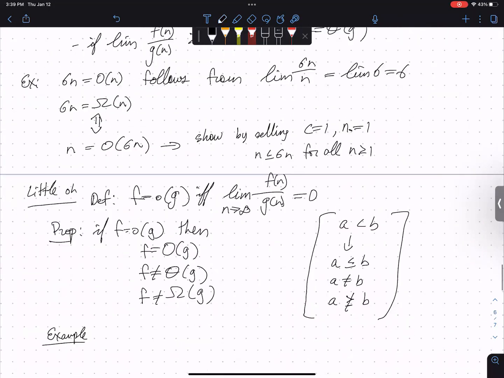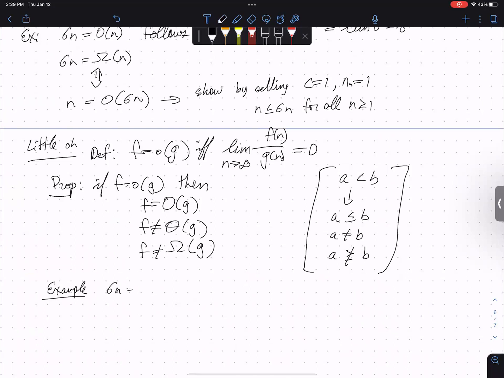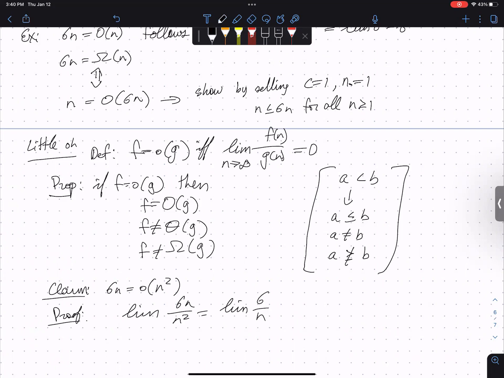Okay, so let's write that down. 6n is little o of n squared. I'll call this a claim. And the proof: we apply the definition. So the limit of 6n over n squared equals the limit of 6 over n. And again, this is a limit I expect you guys to be able to do. That's 0. And then that implies that 6n is big O of n squared. Excuse me, little o of n squared.